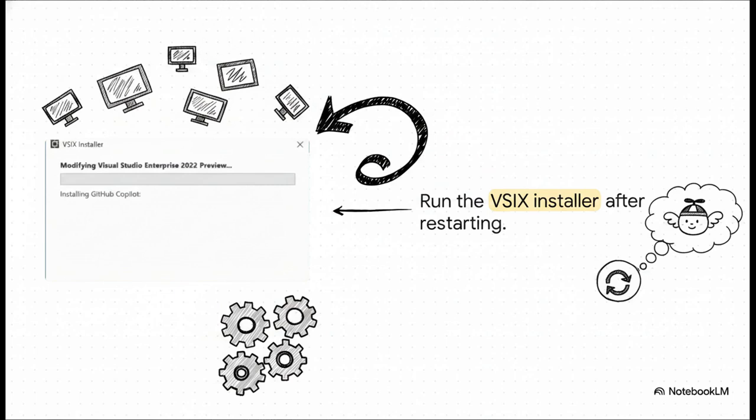Now, when you do restart, you're going to automatically see this VSIX, or Visual Studio Extension Installer, window pop right up. Do not panic. This is totally normal. Just let it do its thing to modify Visual Studio Enterprise. Click Continue, and it's going to configure the whole extension for you quietly in the background.